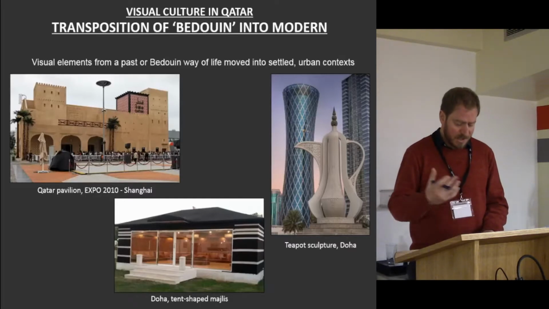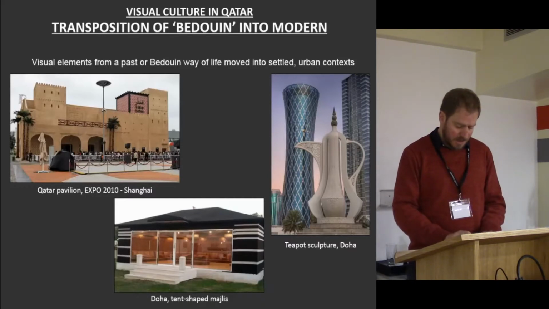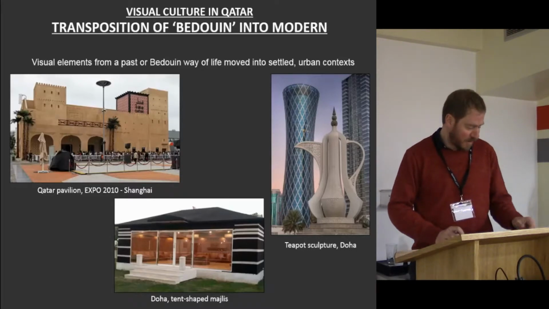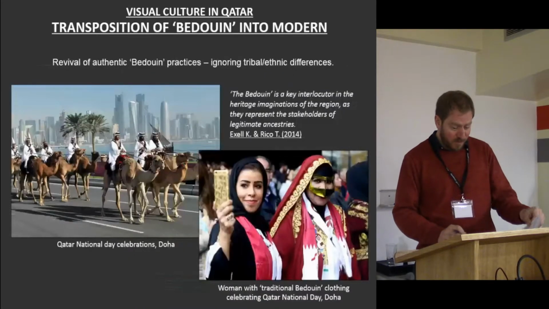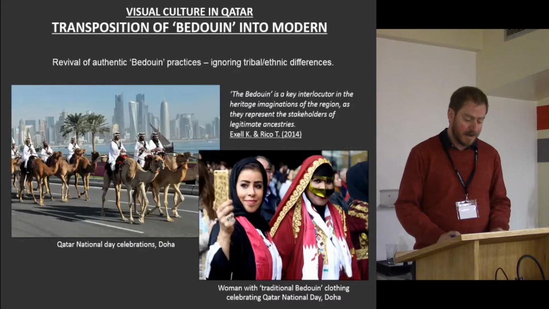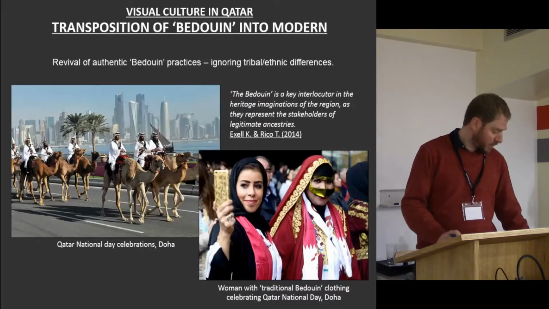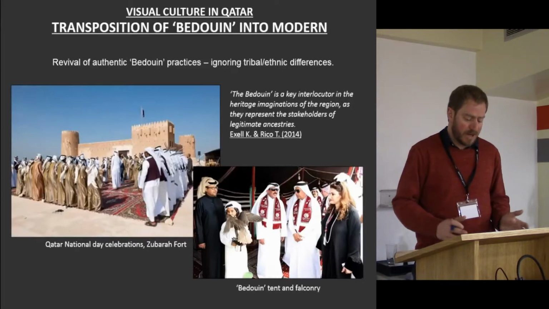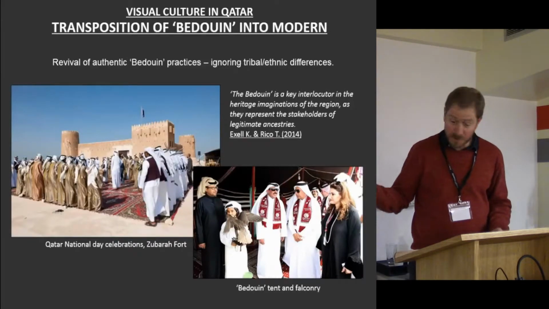A majlis is a meeting space, usually adjoining houses. There's also the monumentalisation of Bedouin objects like coffee-making paraphernalia, and there's a nice example of a roundabout there that's in the shape of a coffee pot. Also, the use of traditional dress on official occasions like National Day, and the performance of traditional Bedouin activities like dance and falconry and things like that.